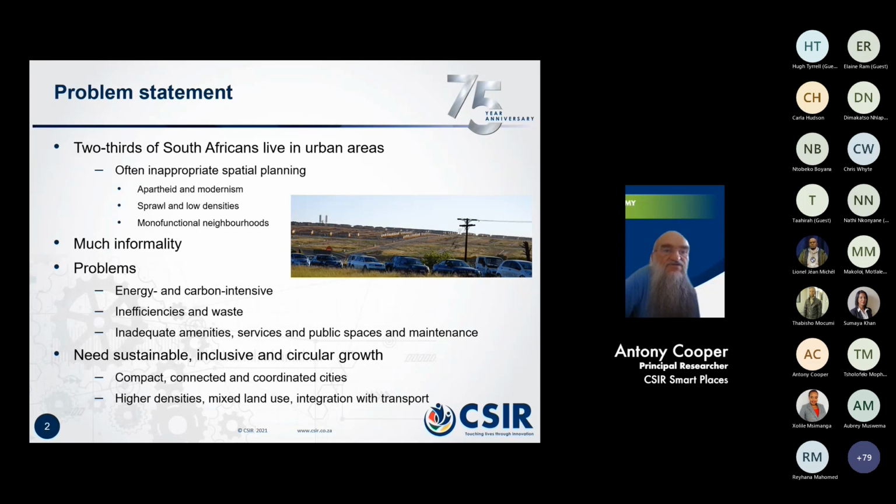Human settlements are energy and carbon intensive. There are inefficiencies and waste in how they function, and there are inadequate amenities, services, public spaces, and maintenance. So there is a need for sustainable, inclusive, and circular growth. We need compact, connected, and coordinated cities with higher densities, with mixed land use, and these cities need to be integrated with transport.